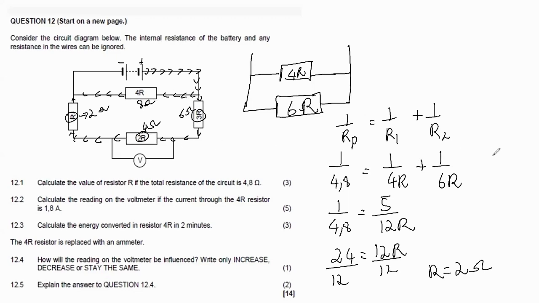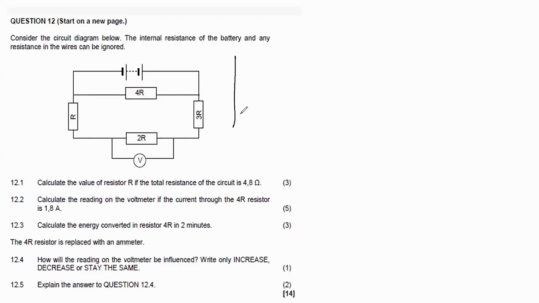Let's proceed to 12.2 now. They say calculate the reading on the voltmeter if the current through the 4 ohm resistor is 1.8 amperes. If you allow me to show you that again, the 4R here, if we combine those three resistors in series, we get the 6R. What are they saying here? They're saying we must calculate the reading on the voltmeter. The only voltmeter we are seeing here is the one connected in parallel to the 2R, meaning it is only reading the voltage of the 2R resistor, which we understand because R is 2 ohm.